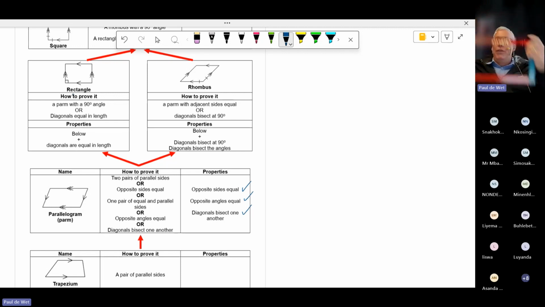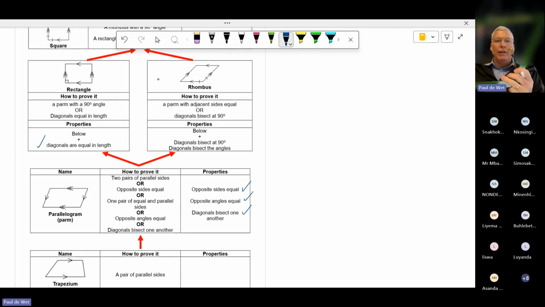Now, this is still a parallelogram. The other option is to have the sides equal. But, sorry, the additional property for a rectangle is that the diagonals are now equal in length. When we have a normal parallelogram, you can see that the diagonals are not equal. With a rectangle, they are equal in length.